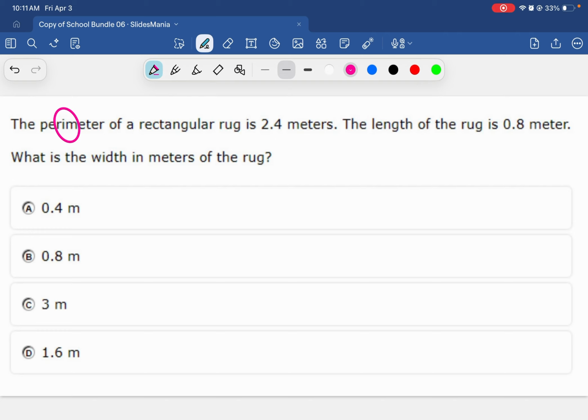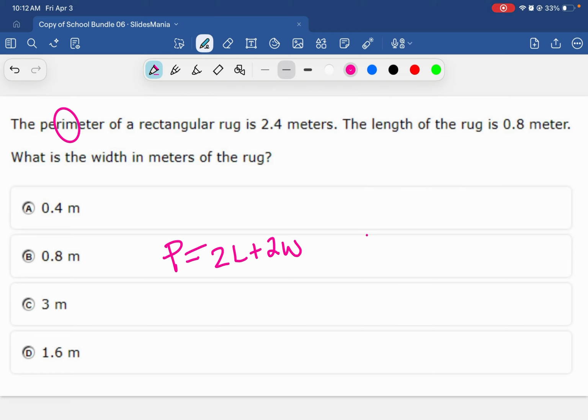So it says the perimeter of a rectangular rug is 2 4/10 meters. The length of the rug is 8/10 meter. What is the width in meters of the rug? So this is on the formula sheet for a 5th grade STAAR reference sheet. So perimeter, this is for a rectangle, is equal to 2 lengths plus 2 widths.